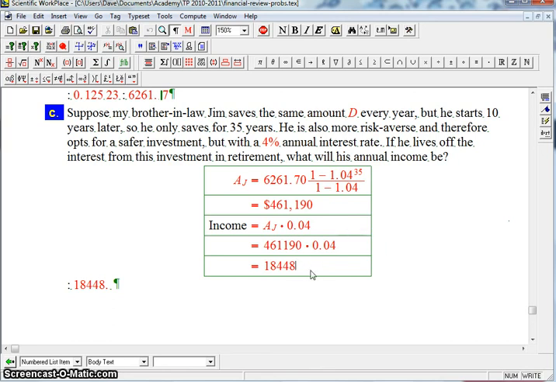But that's pretty dramatic. That's less than 40% of what I'm going to be able to live on, given delaying 10 years, saving the same amount, but delaying by 10 years and going with 4% instead of 5%. Okie dokie.